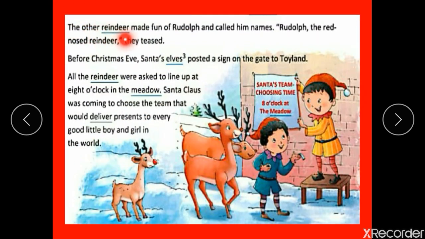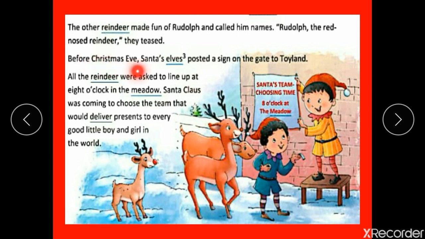The other reindeer made fun of Rudolph and called him names. Rudolph, the red-nosed reindeer, they teased. They used to call him by his name, Rudolph, the red-nosed reindeer. Tease means they made fun of him.